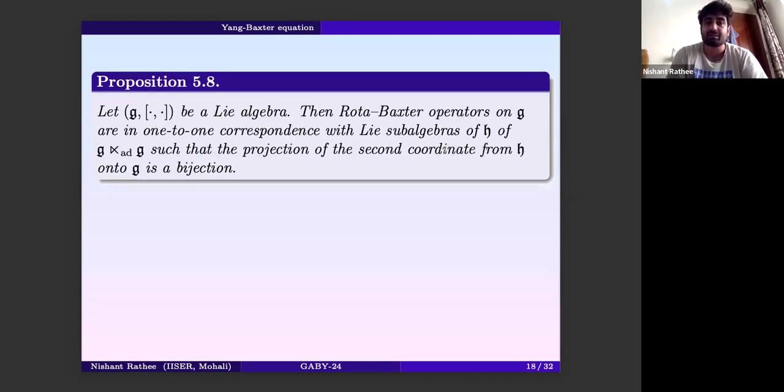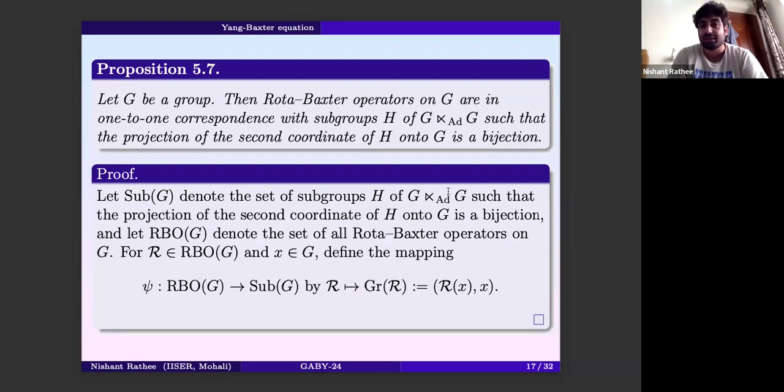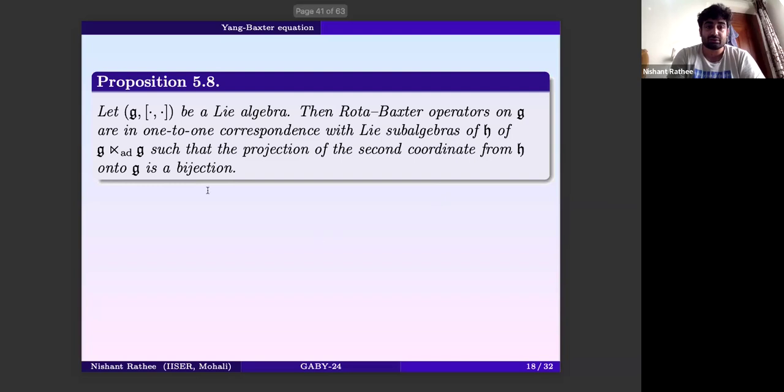Suppose you have a Lie algebra, then the Rota-Baxter operators on g are in one-to-one correspondence with the Lie subalgebras of the semi-direct product, such that the projection of the second coordinate onto g is a bijection. Here the semi-direct product over a Lie algebra makes sense, and this small ad is, I forgot to tell, this capital Ad is the conjugation action of G on G by conjugation, so Ad_x(y) is equal to x y x inverse. The small ad is the tangent map of capital Ad, defined as ad_x(y) going to the Lie bracket [x,y].